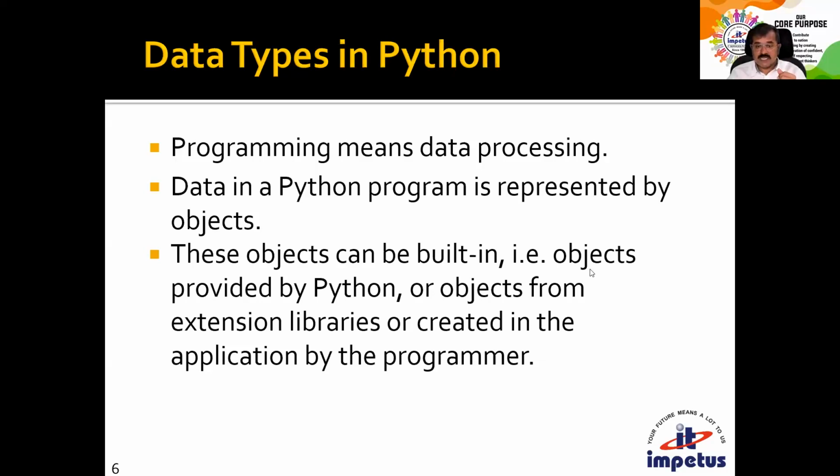These objects are built-in objects provided by Python, or objects from extension libraries, or created by the application programmer. So in Python, we can say there are 3 major types of data types. One is built-in type. Today's session will focus only on this built-in type. Even tomorrow's session will focus only on built-in type. Built-in means something which comes already ready for you in Python. You don't have to take any efforts. It's ready-made. It's available for you. You just have to start using it.